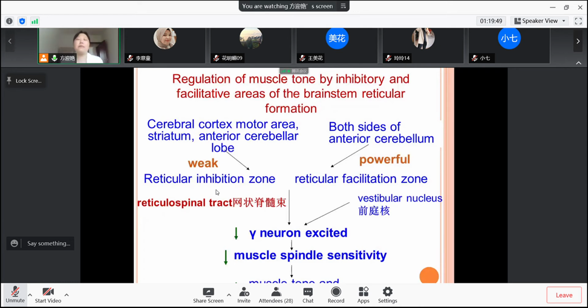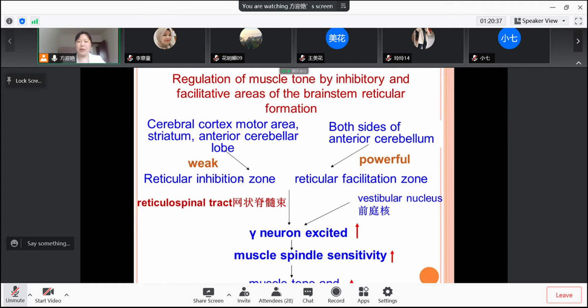So the inhibition in the brain comes from the high levels, majorly the cerebral cortex motor neurons and the reticular inhibition zone. The facilitation zone is powerful, and we found that it increases gamma neuron excitation, muscle spindle sensitivity, muscle tone and muscle movement. So facilitation and inhibition keep the balance. Because facilitation is powerful, the gamma neurons are excited, and muscle spindle sensitivity and muscle movement increase.